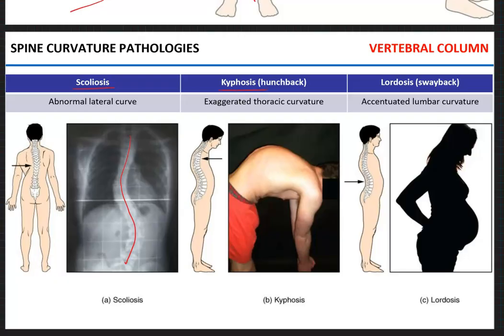Then kyphosis, hunchback. Apart from legitimate developmental reasons, you may notice that older people tend to develop that posture. Why is that? If I sit like this all the time, will I develop kyphosis? I will not.